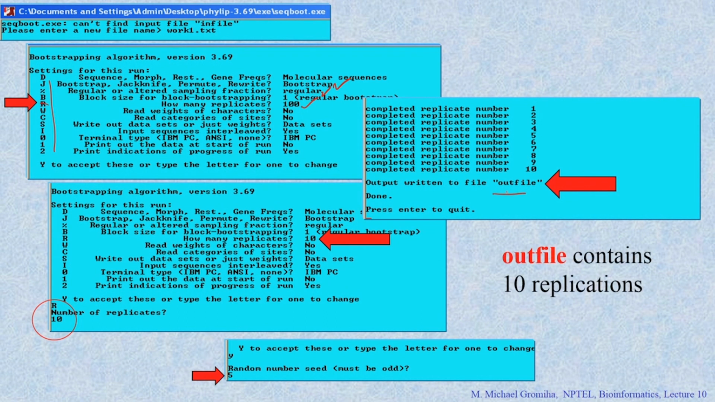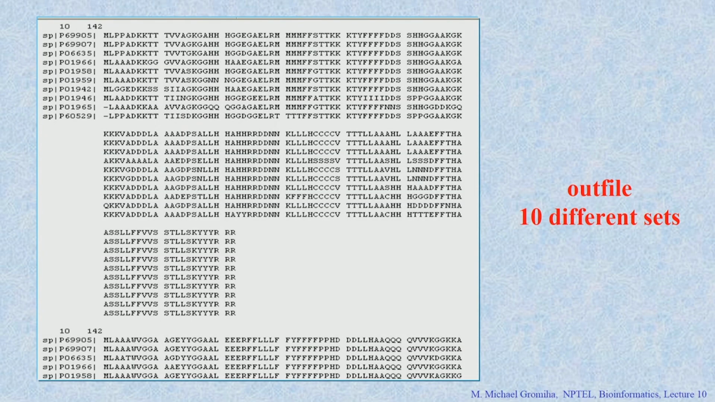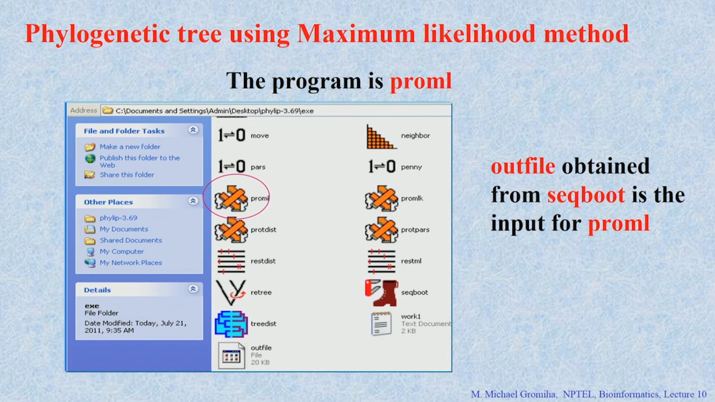Now, the out file, if you open the out file it contains 10 replications, okay. So, here you can see 10 replicates, right, the out file contains 10 different sets of each of your sequences, right. Now, you have the bootstrap, for the bootstrapping you did the sampling and you get lots of replicates.